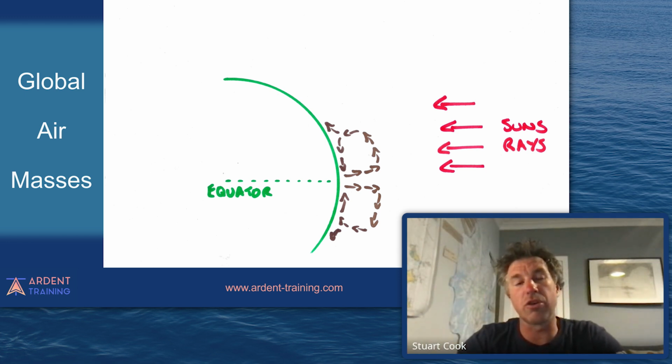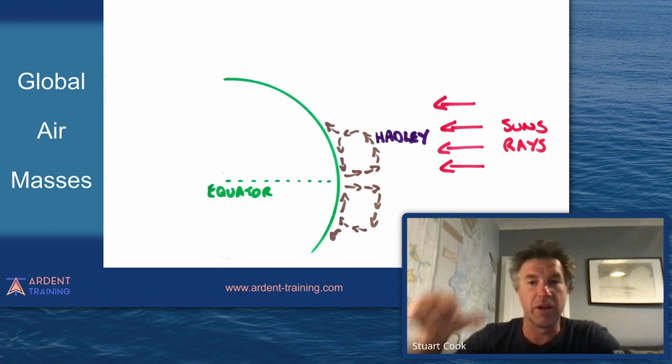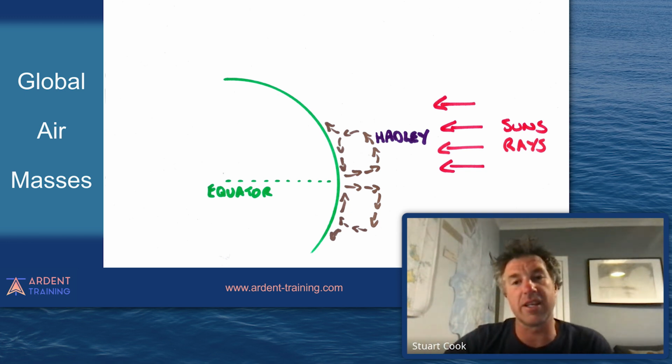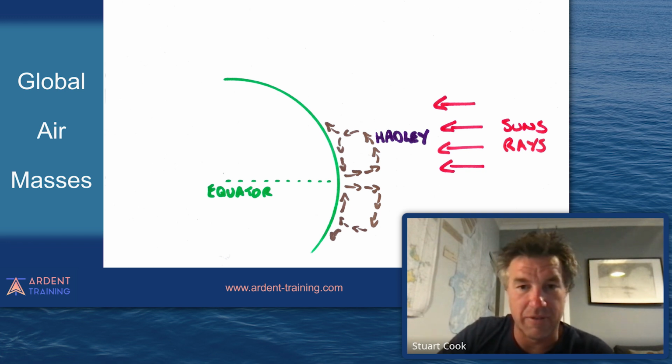It has nowhere to go, so it goes outwards. And it's doing this in both hemispheres. And then the cycle continues. It creates this kind of cell, this continuous motion, and this is known as a Hadley cell. You don't really need to remember that. It's just a nice little bit of information.